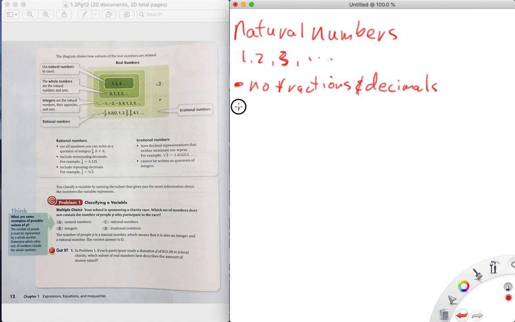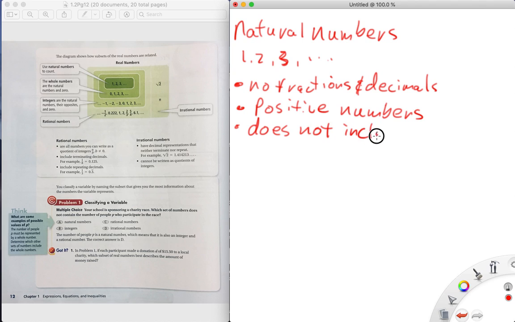That's the first condition. Second condition, positive numbers. And the third condition does not include 0. Does not include 0. Alright, no fractions or decimals. Positive numbers. So starting at 1: 1, 2, 3, 4, and up forever and a day.